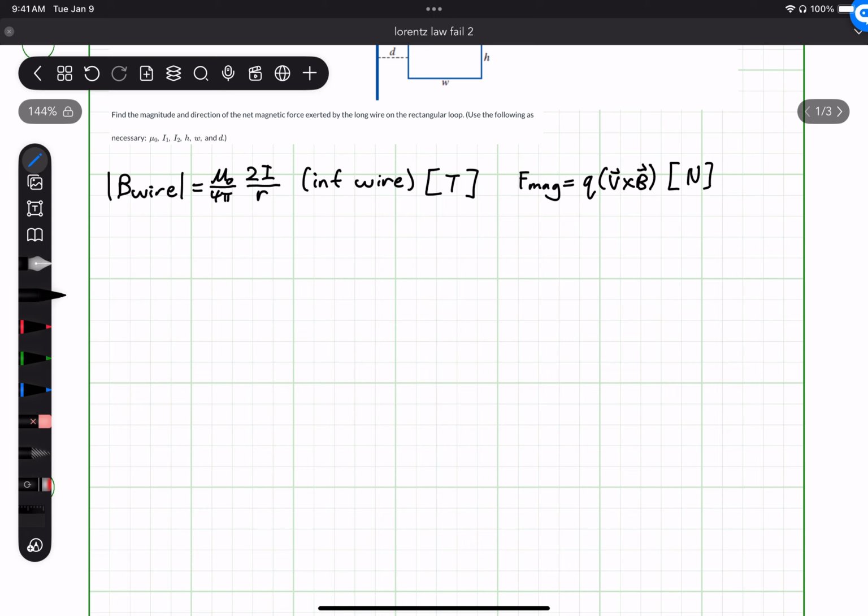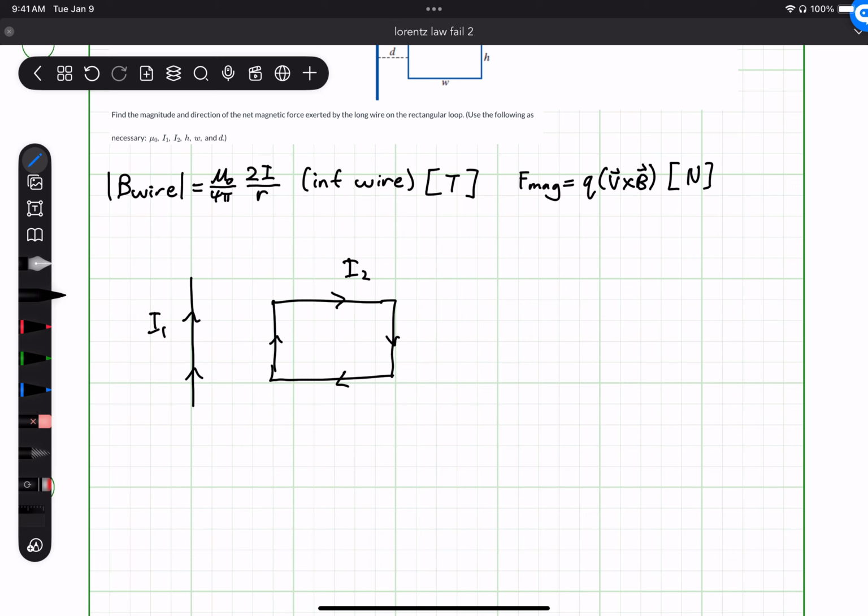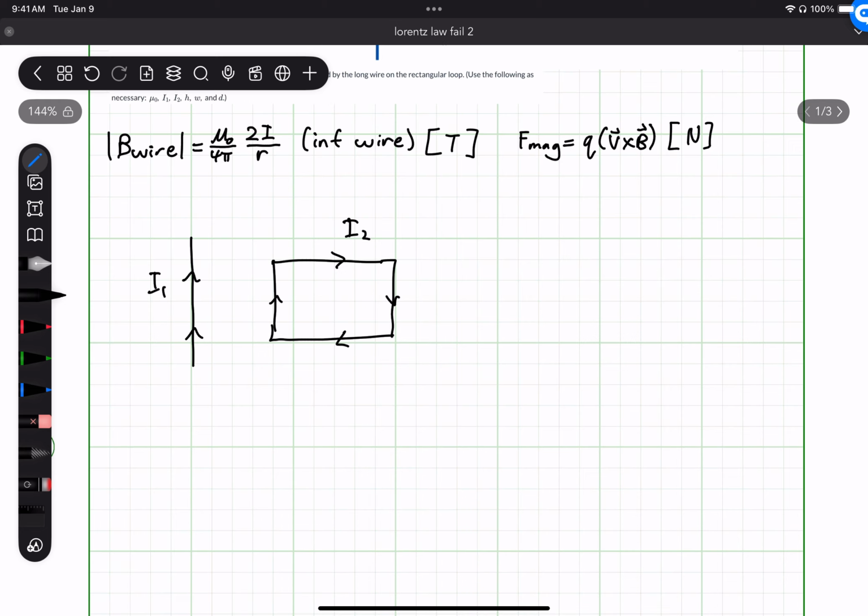Okay. Let's draw our diagram. So here we're going to have an infinite wire with I1 pointing straight up. And just to the right of it, we're going to have a loop of wire with a clockwise current with I2. Now, just for bookkeeping, I will notate some of these corners. So we have A and B, and C and D. And I'll refer to the wire as just the wire. Okay, so how do we get started?